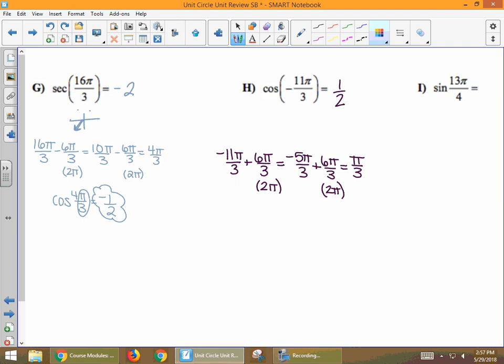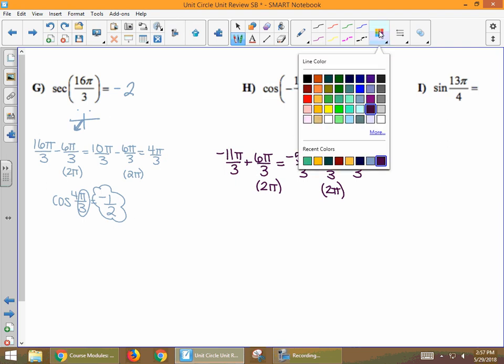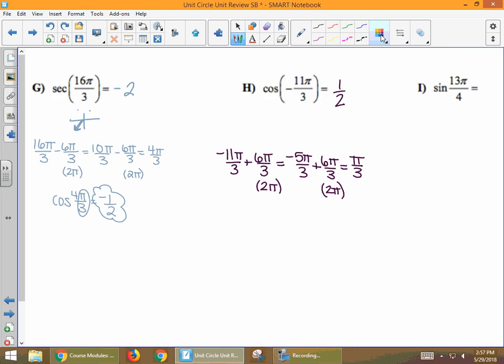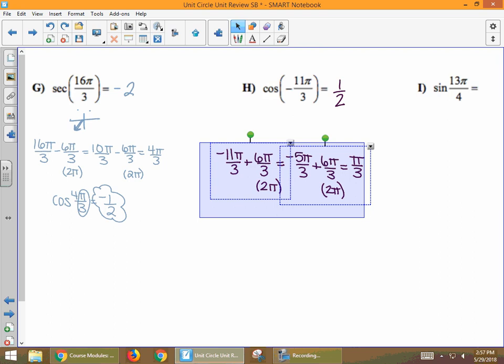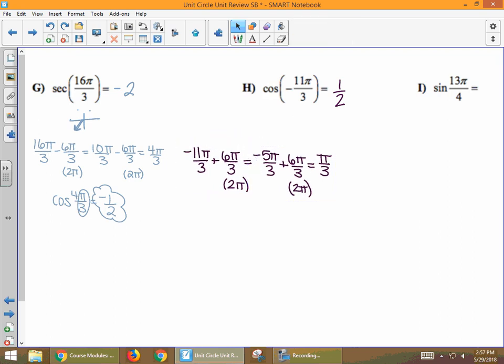Letter I, sine of 13 pi over 4. Again, just like with our last two problems, well, with G, 13 pi over 4 is too big. I guess with H, our value was too small. Here, 13 pi over 4 is too big. So we need to subtract 2 pi. And 2 pi in fourths is 8 pi over 4. And 13 pi over 4 minus 8 pi over 4 is 5 pi over 4.